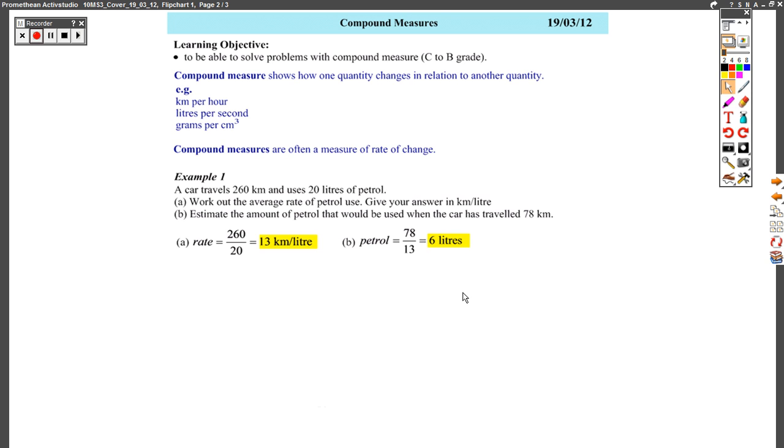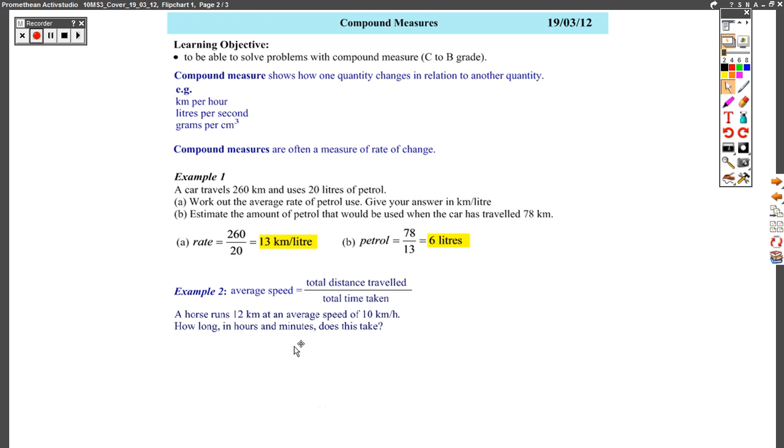Now, example 2 deals with speed. In general, the average speed is total distance travelled divided by total time taken. Now, in this example, they're telling us a horse runs 12 kilometers at an average speed of 10 kilometers per hour. How long in minutes and hours does this take? So let us first of all look at the formula for speed, which is distance over time. This actually implies that time is therefore distance over speed.